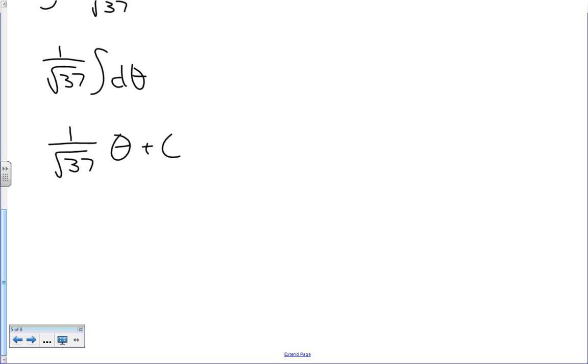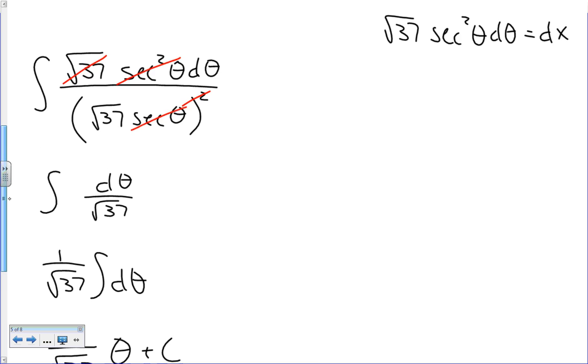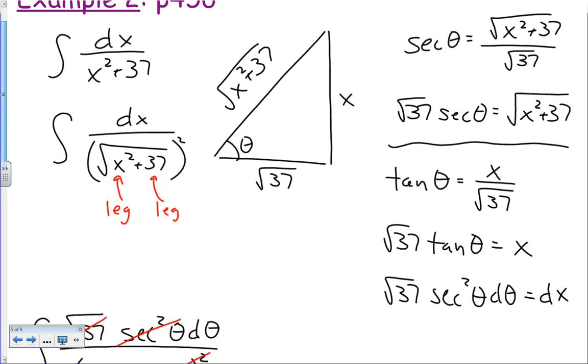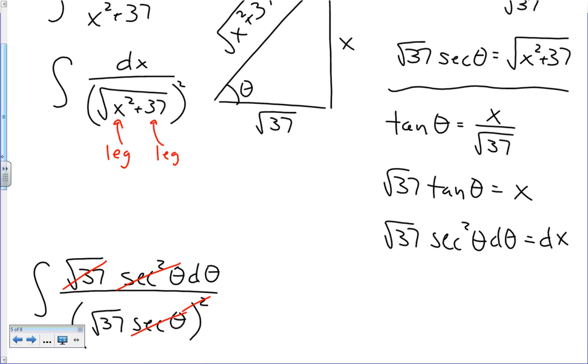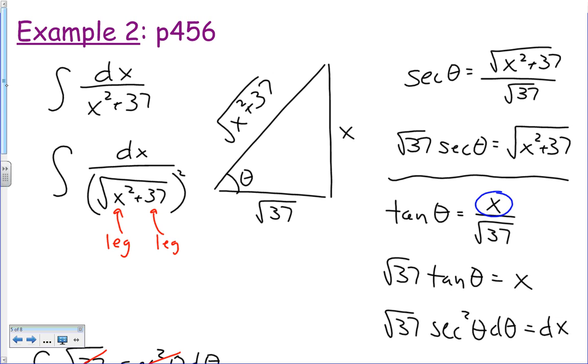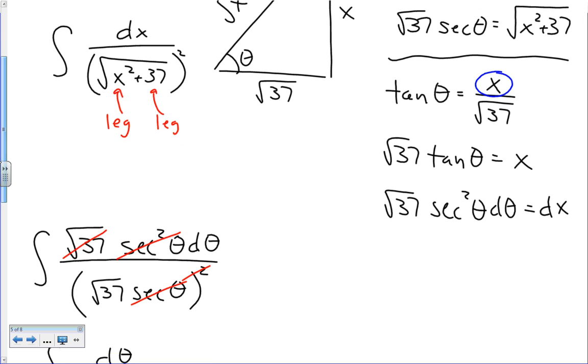And the last step is to go back and replace theta now with what it equals. Let's go back up here and look at our triangle. Now we found out what the secant of theta equals and what the tangent of theta equals. So I don't have what theta equals, but I do know that I can find theta from one of those two. And usually what we pick is the one that's in a simpler form. You can see that this has an x in the numerator for tangent of theta, versus this has that square root of x squared plus 37 in the numerator. So we're going to pick the simpler one, which is the tangent of theta, and rewrite it.